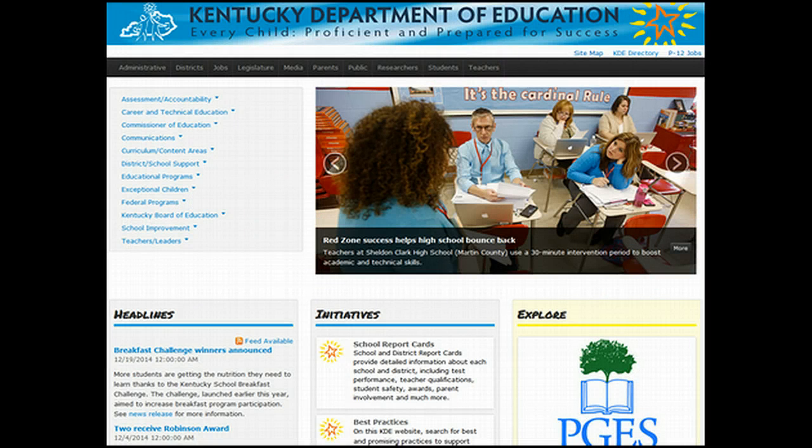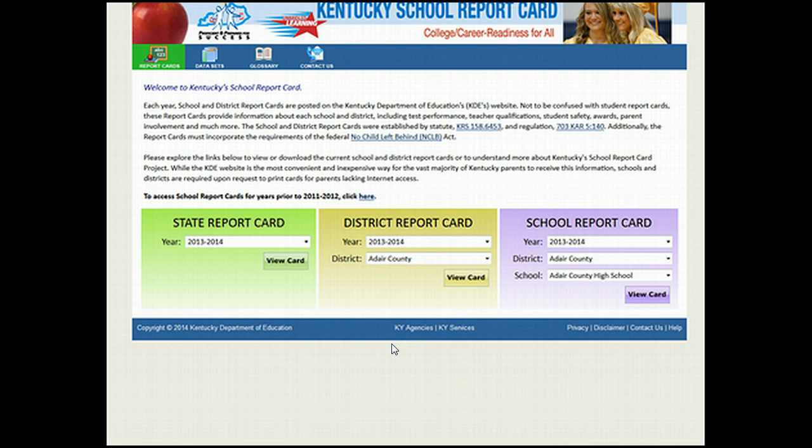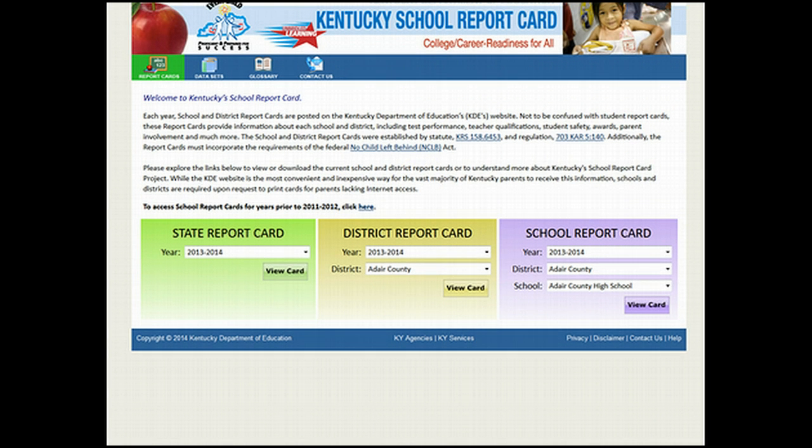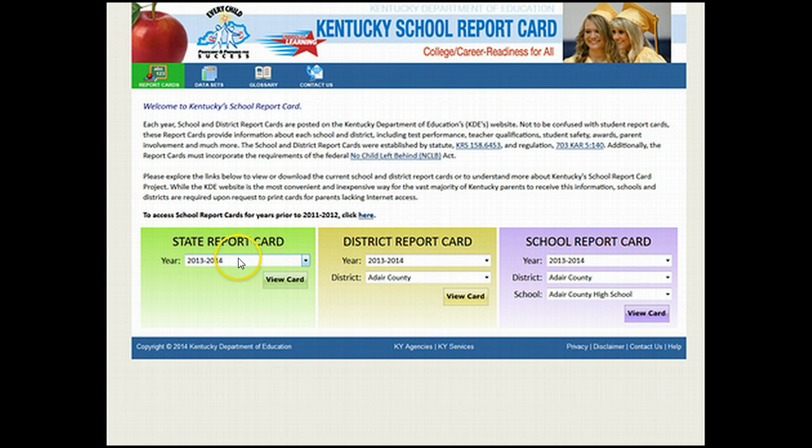And when you go to the KDE website, this time you're going to find school report cards listed under initiatives. And when you click on this, you'll be able to see pretty clearly that you can get a state report card, you can get a district report card, or what we're interested in today is an individual school's report card.